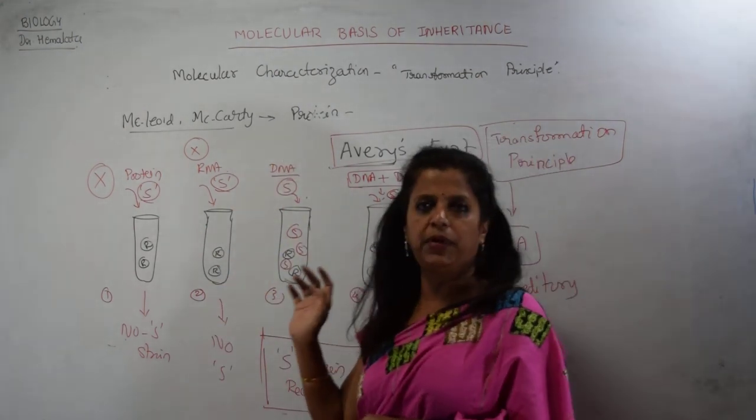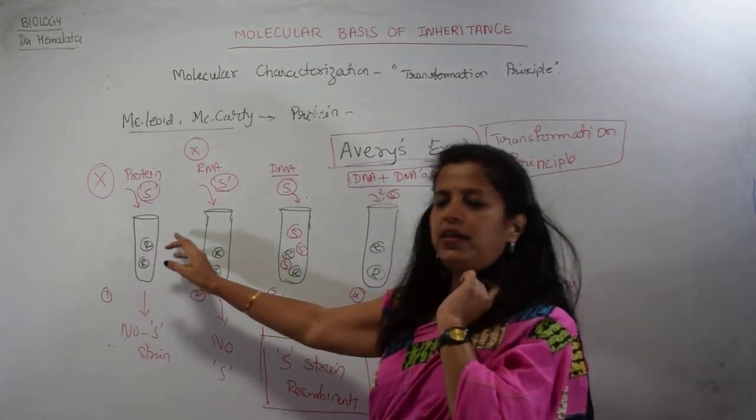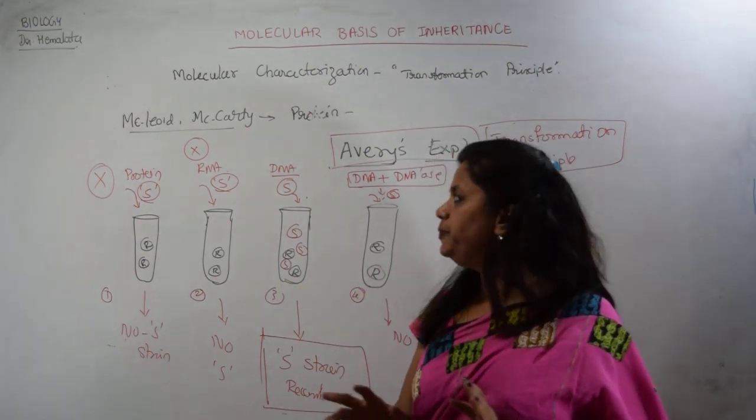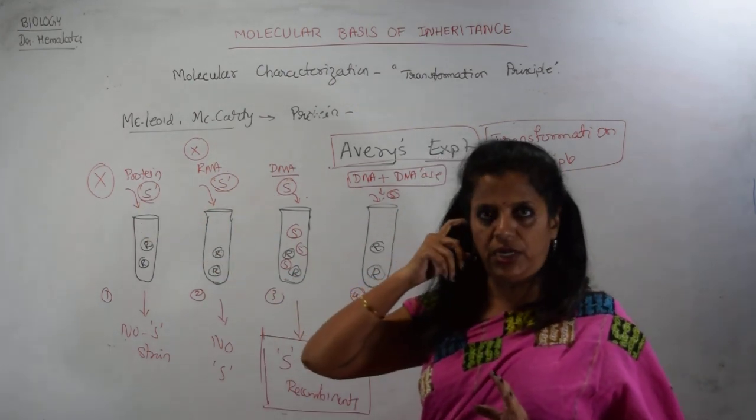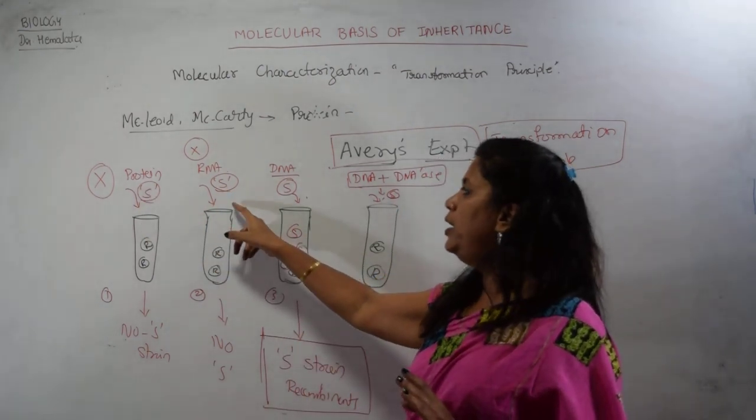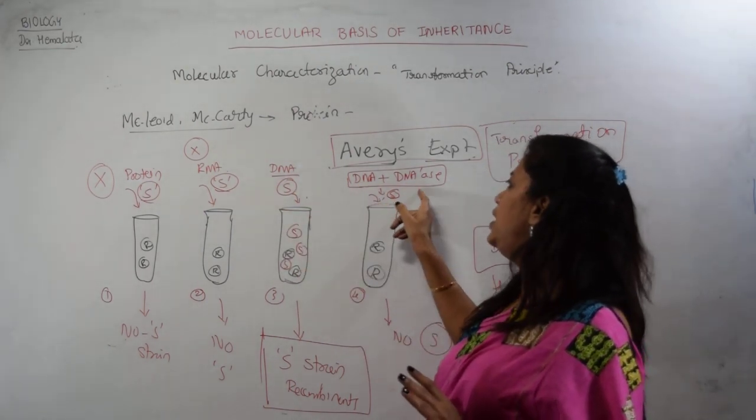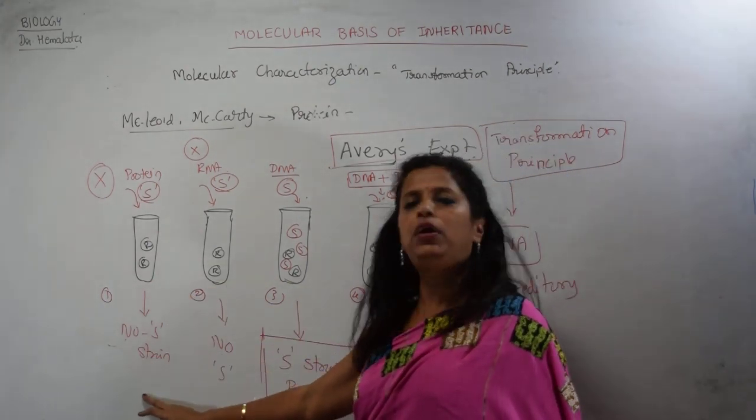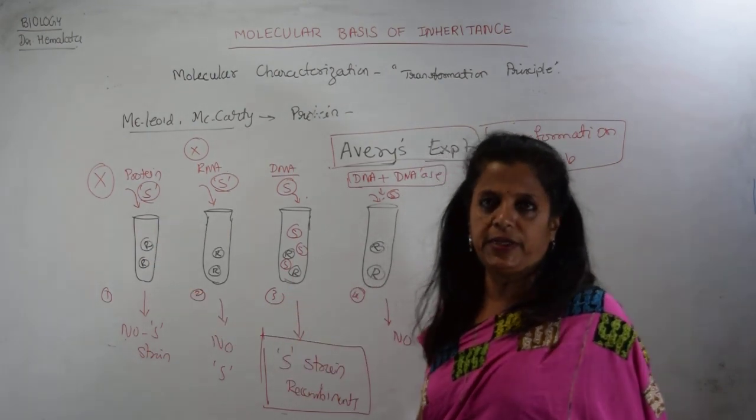Take this experiment, the drawing above. He took 4 vials. In all of them he took the live R strain. To the first one he added proteins of S strain. To the second one he added RNA of S strain. To the third one he added DNA of S strain. Next, DNA with DNase enzyme he added. Right? Then in the first one there were no recombinants of S strain. So protein is not responsible for genetic transfer.